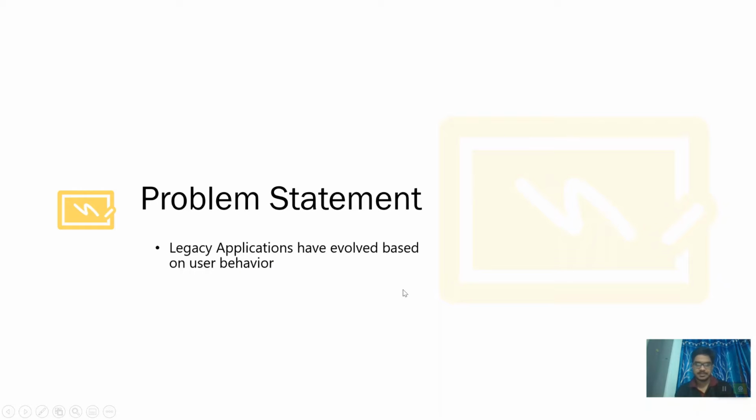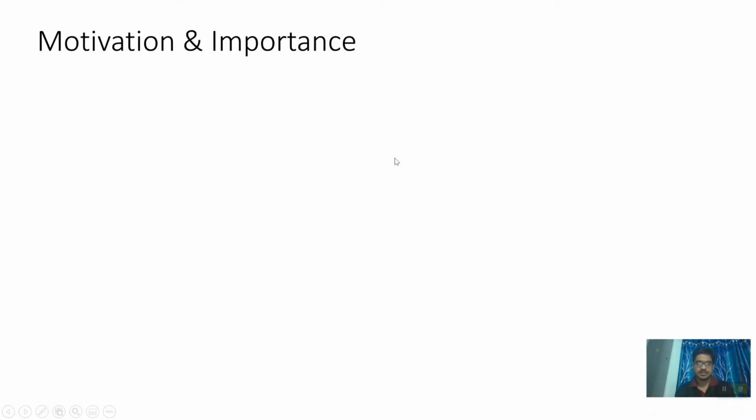So the problem statement is for legacy applications that have evolved over the years and depending on user behavior have changed significantly. So driving down on the motivation and importance will clear some points. We started with the discussion of creation of a new app. How does it start? Every time it is not about building something from scratch, but the way an application has evolved over the years.